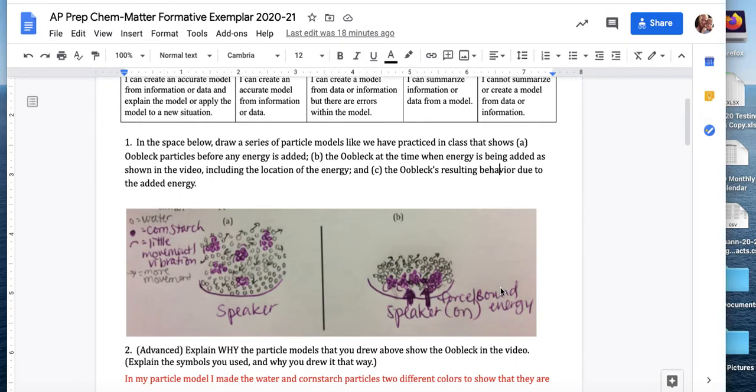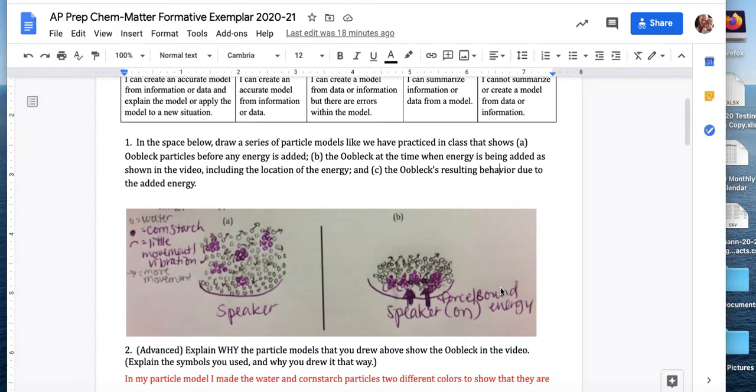So I wouldn't see, and this was a common mistake I saw, where people drew the solid particles in a ring around the liquid particles. That is not what is happening in this situation. We drew that as an example in class because we did that when we were rolling it in a ball. That's not happening here. When you're rolling it in a ball, your hands are sort of circled around the ball, so they are pushing from all directions. That is not what the speaker is doing.